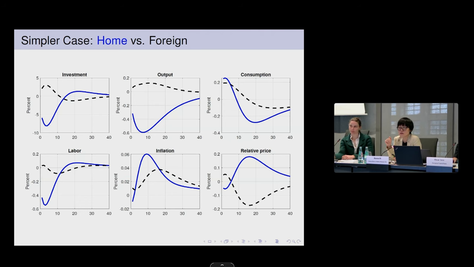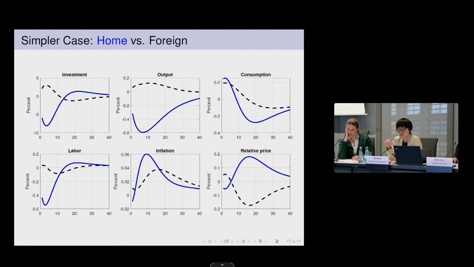And also, from the household perspective, they have lower deposits in the banks, and their consumption could increase temporarily. But over time, because of lower output, the consumption also turns negative. Importantly, inflation for the home country in this case increases because with tightened financial conditions, it raises the financing cost for the firms, and that's inflationary.